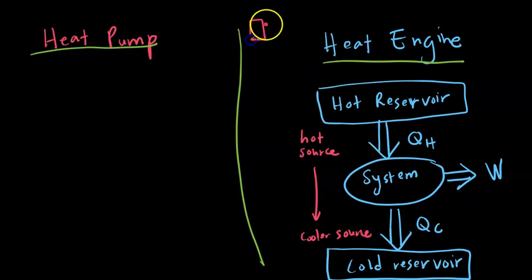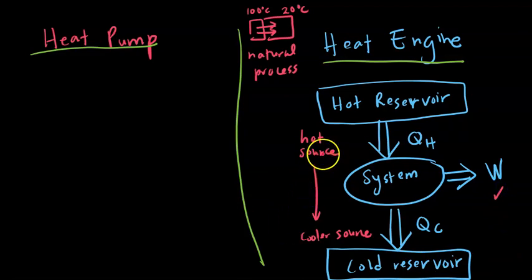Let's say I have a hot object. This is like 100 degrees Celsius, and this is maybe 20 degrees Celsius. The transfer of heat happens from the hot object to the cold object, and we know this is a natural process. So it happens naturally, and in return we get the work done. Okay, just bear with me with this explanation for a while. So we know that hot to cold is a natural process. Now, for a heat pump, it goes from cold to hot, which is not a natural process.